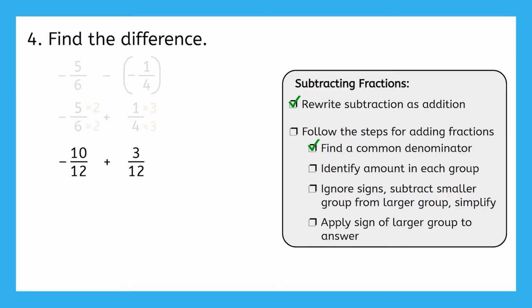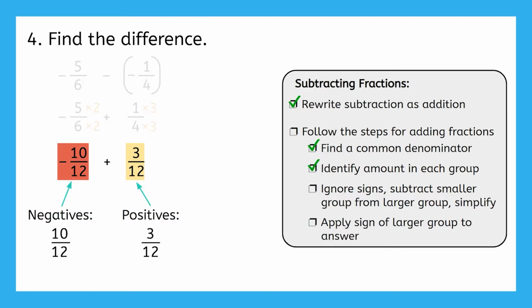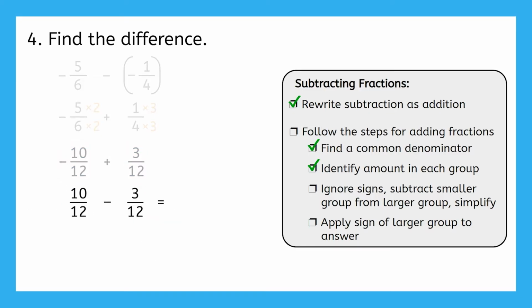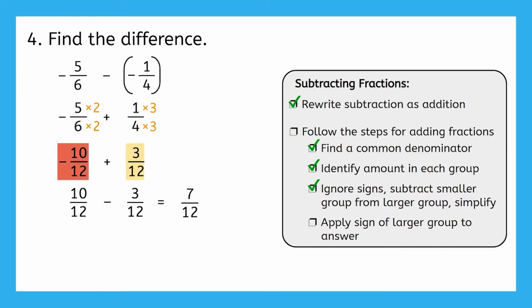The signs are different, and we're starting with 10 twelfths in the negative group and 3 twelfths in the positive group. Which group is larger? Right, the negatives. So to find the difference in the groups, ignore the signs and find 10 twelfths minus 3 twelfths, which is 7 twelfths. Since 7 twelfths is already simplified, we can figure out the sign of the answer. Should the answer be positive or negative? Right, the answer is negative 7 twelfths, since we started with more negatives.